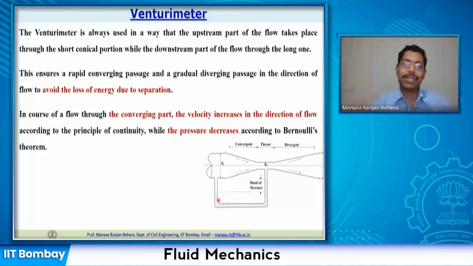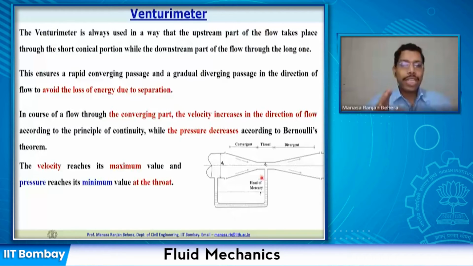Now once it is attached, we know that the pressure at location 1 is higher compared to location 2. So if the pressure is higher, what will happen? This will push the manometric liquid down and the manometric liquid will rise up on section 2. So we will get an overall difference of head of the manometric liquid. Let us say in this case, if it is mercury, then there will be a head of mercury that you will observe. So the velocity reaches its maximum value and the pressure reaches its minimum value at the throat.